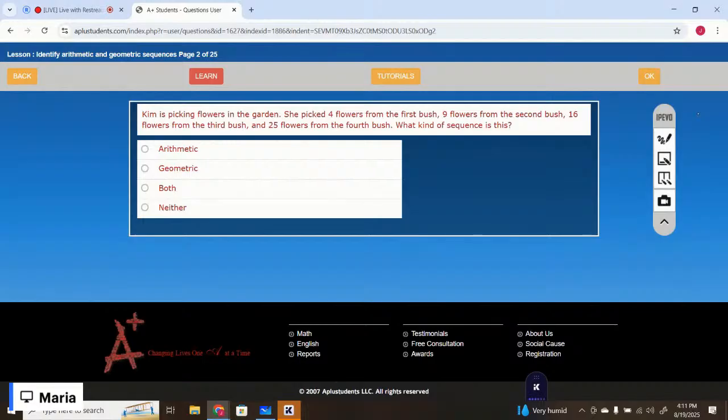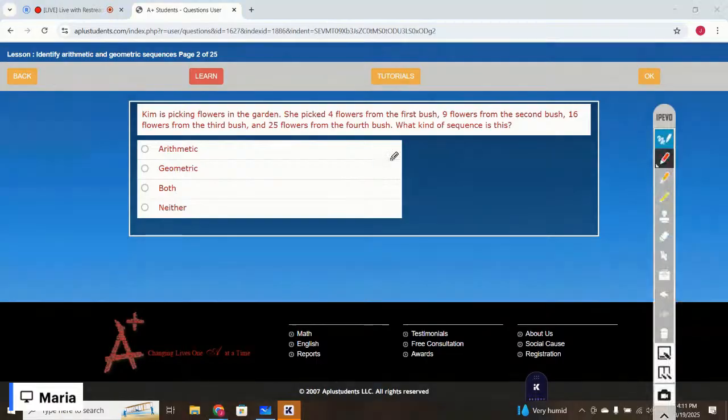Kim is picking flowers in the garden. She picked 4 flowers from the first bush, 9 flowers from the second, 16 flowers from the third, and 25 flowers from the fourth bush. What kind of sequence is this? Let's see. 4 plus 5 is 9, 9 plus 7 is 16. So that is not an arithmetic sequence, right?